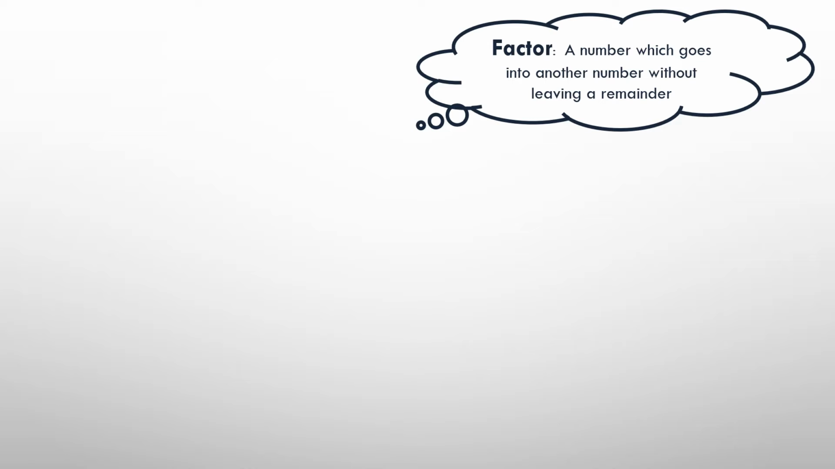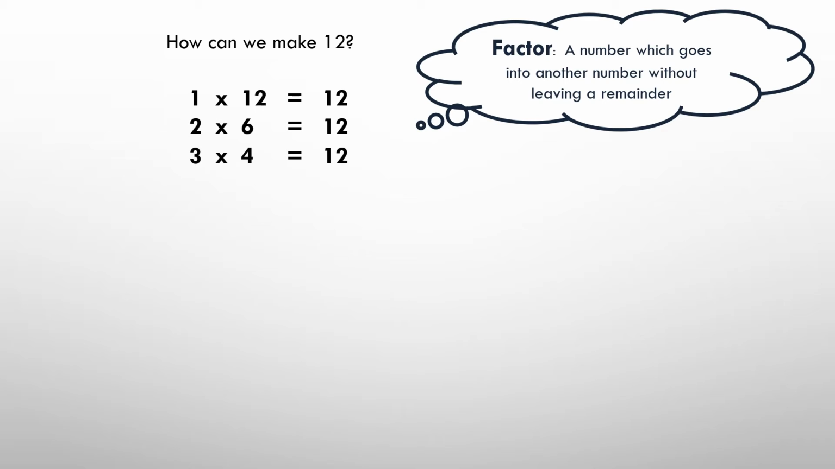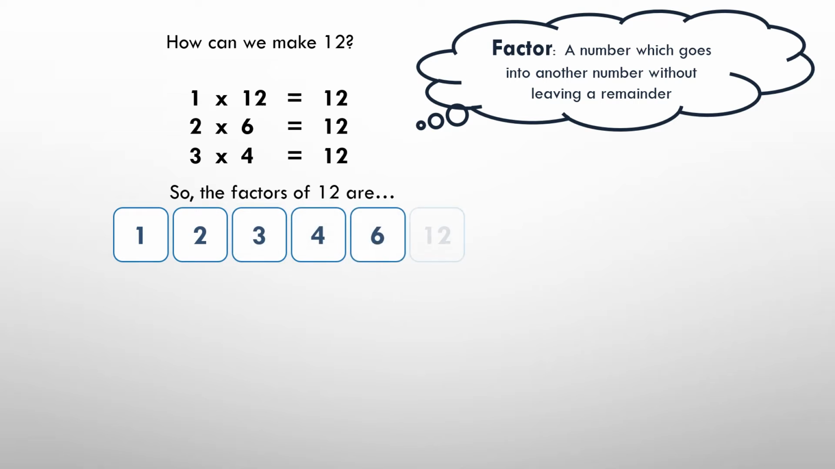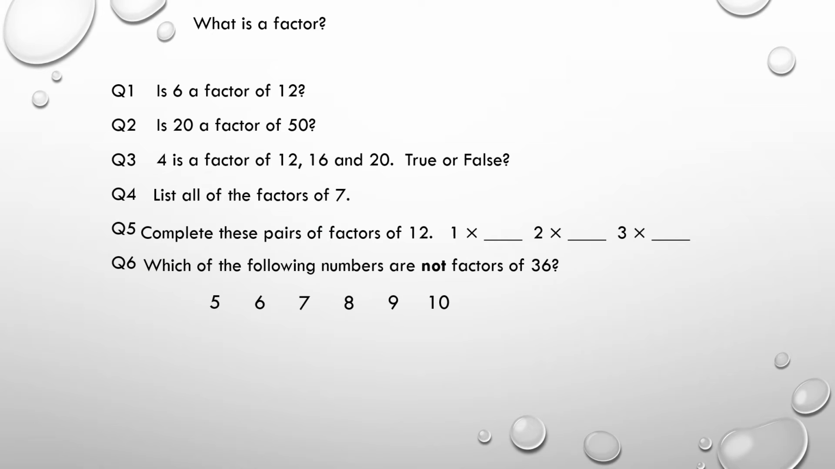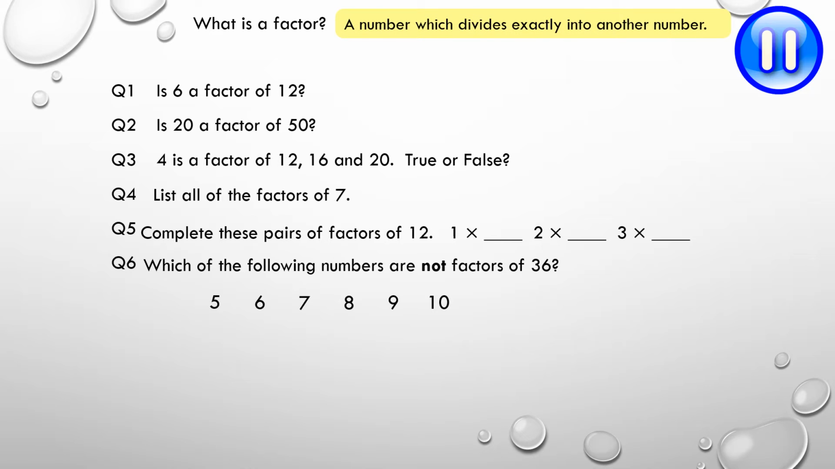So recapping, a factor is a number which goes into another number without leaving a remainder. So for example, in the number 12, we could do 1 times 12, we could do 2 times 6, or we could do 3 times 4. So the factors, or the numbers that go into 12, are 1, 2, 3, 4, 6 and 12. Some questions here for you to try. So pause the video here and then we'll go through the answers.